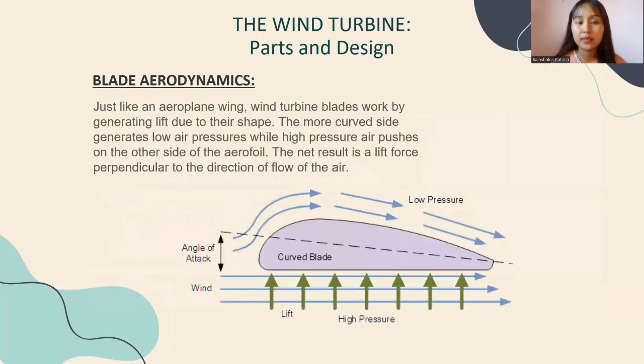Let's proceed naman sa blade aerodynamics. Meron tayo ditong, what do you call this? This is a diagram of a blade aerodynamics. Just like an airplane wing, wind turbine blades work by generating lift due to their shape. The more curved side generates low air pressure while high pressure air pushes on the other side of the aerofoil. The net result is a lift force perpendicular to the direction of the flow of the air. So, ito yung diagram natin.